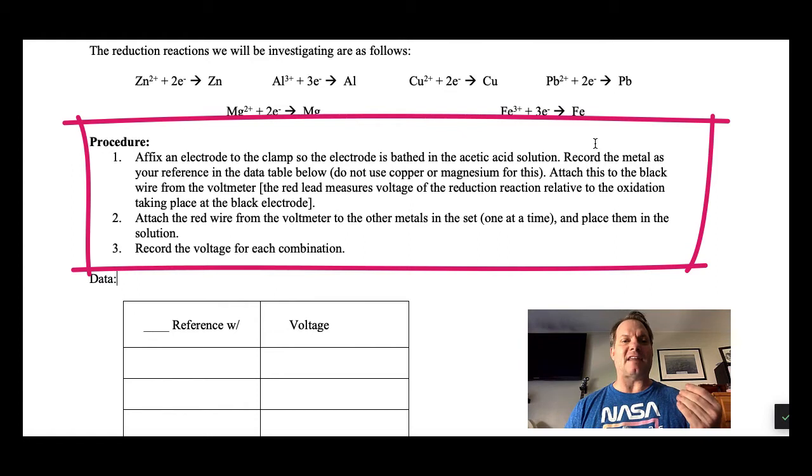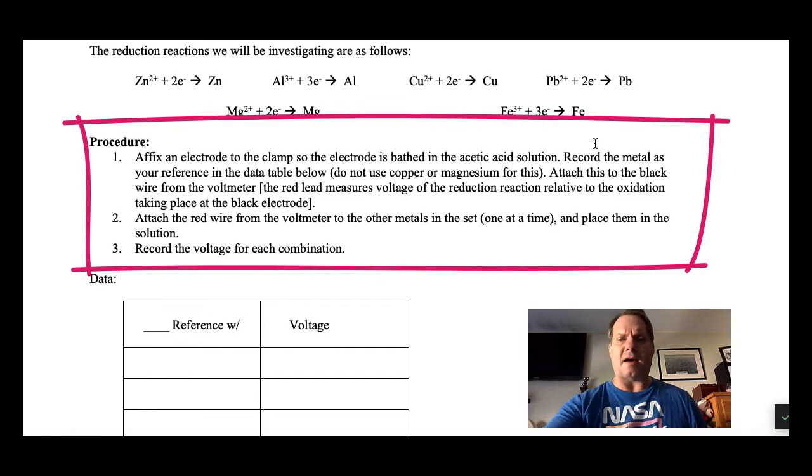We're going to attach that to the black wire of a voltmeter, and the red lead measures the voltage of the reduction reaction relative to the oxidation taking place at the black electrode. I'll explain that in a second. We're then going to attach the red wire from the voltmeter to the other metals in the set one at a time and place them in the solution and record the voltage for each combination.